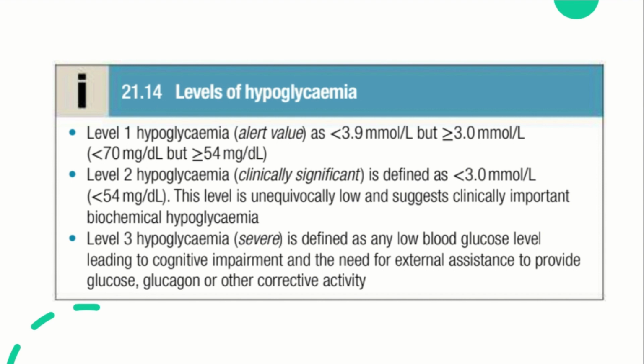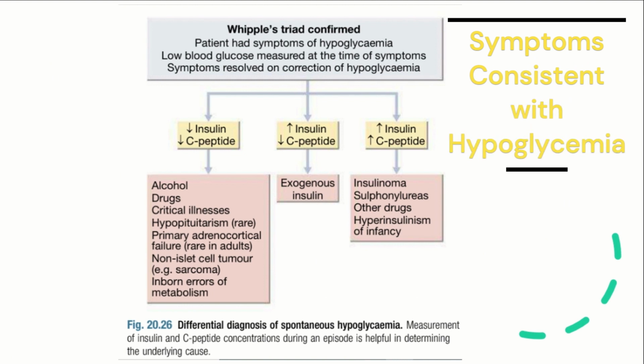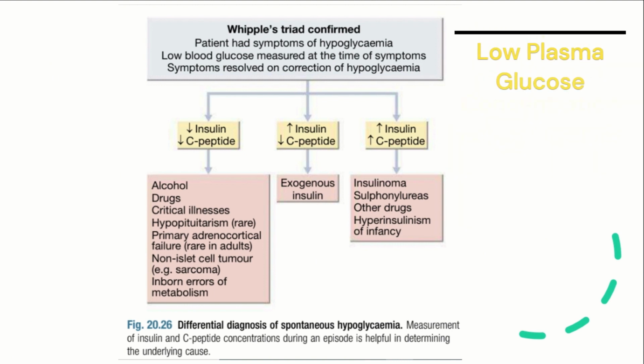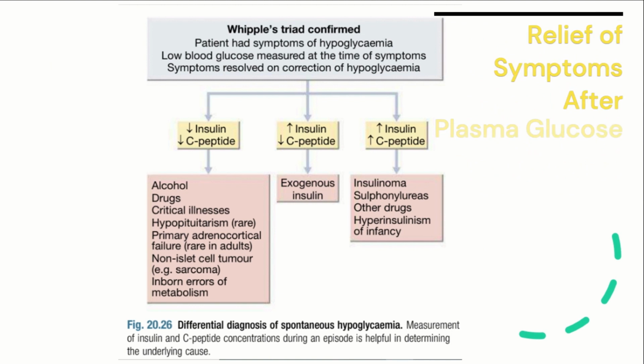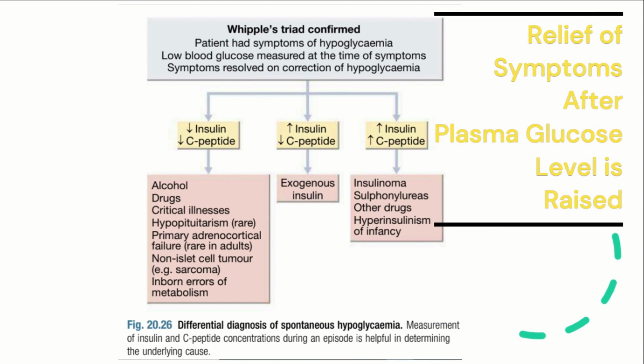Hypoglycemia may be documented by Whipple's Triad: symptoms consistent with hypoglycemia, a low plasma glucose concentration measured with a precise method, and relief of symptoms after the plasma glucose level is raised.